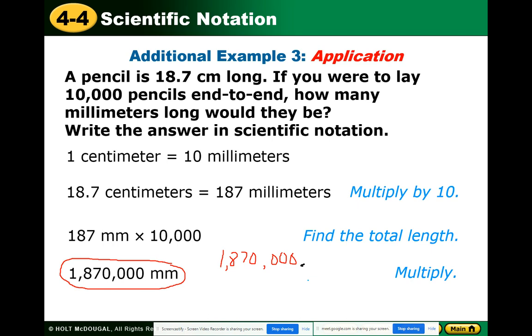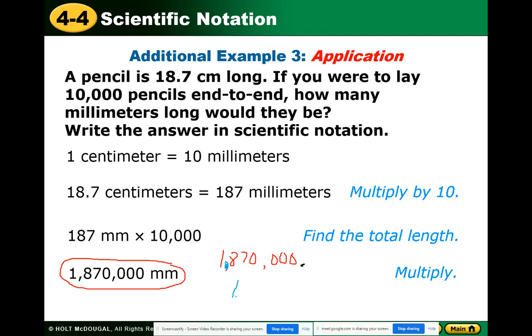If it's positive, if it's bigger than 10, it's positive. We've just been saying negative so much. So I know I'm going to have a positive exponent. Now, where does the new decimal go if I'm going to make this scientific notation? Amazing job. Between the 1 and the 8.